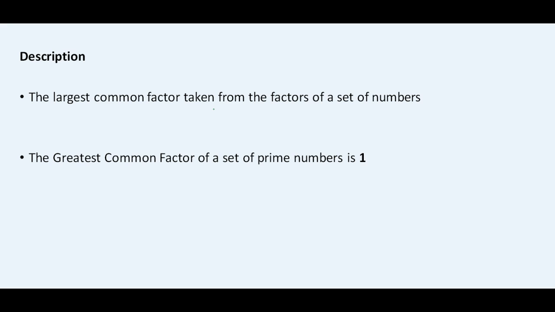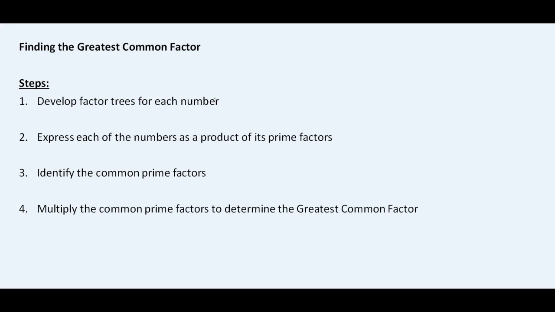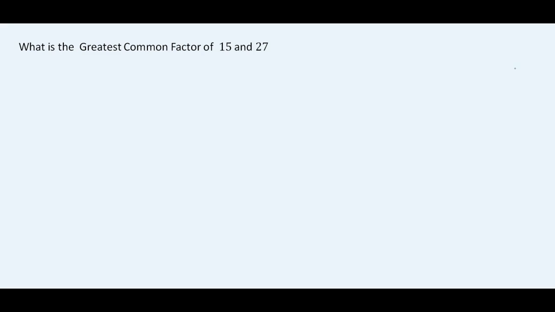So the greatest common factor is the largest common factor taken from a set of numbers, and the greatest common factor of a set of prime numbers is 1. To find the greatest common factor, we'll first develop factor trees for each number, express each of the numbers as a product of its prime factors, and identify the prime factors, then multiply common prime factors together to determine the greatest common factor. Now let's apply those to some examples.